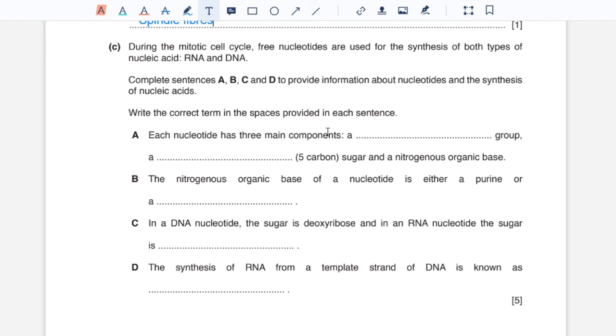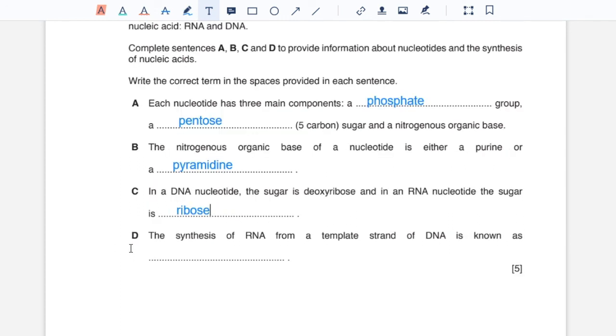A. Each nucleotide has three components: a phosphate group, a pentose or 5-carbon sugar, and a nitrogenous organic base. B. The nitrogenous organic base of a nucleotide is either a purine or a pyrimidine. C. In a DNA nucleotide, the sugar is deoxyribose, and in an RNA nucleotide, the sugar is ribose. D. The synthesis of RNA from a template strand of DNA is known as transcription.